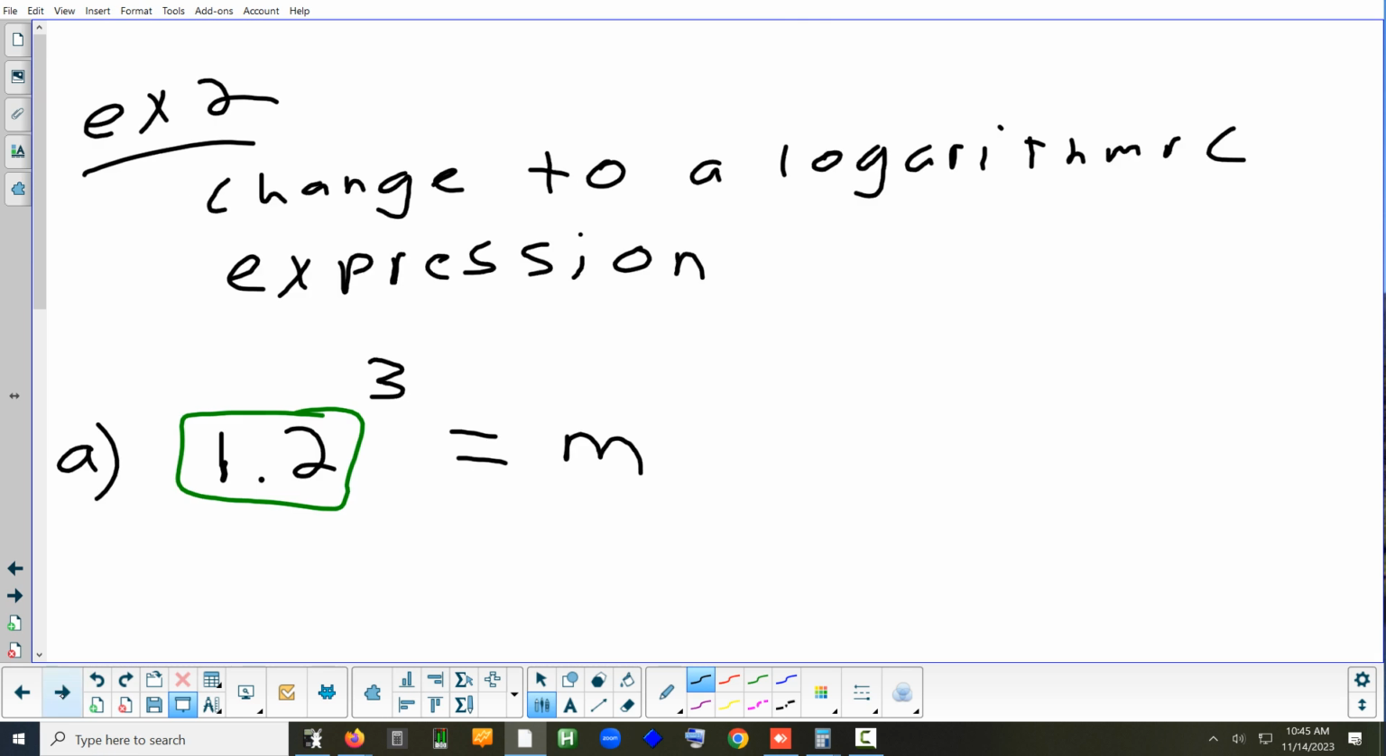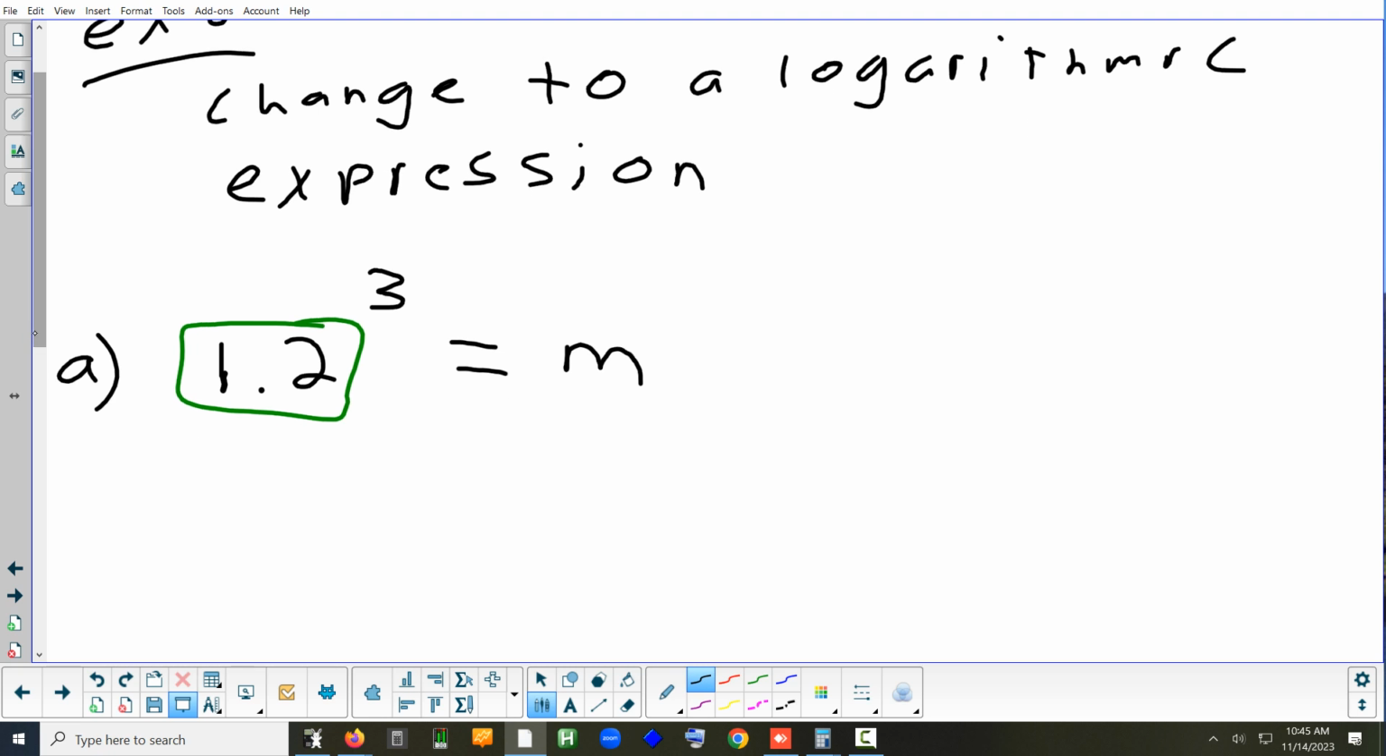Let's try it the other way. Now, they're giving you something that's already in exponential form, and we want to change it to log form. Well, what do you think the first thing is you have to write down if you're going to write something in log form? You need the word log. Yep.